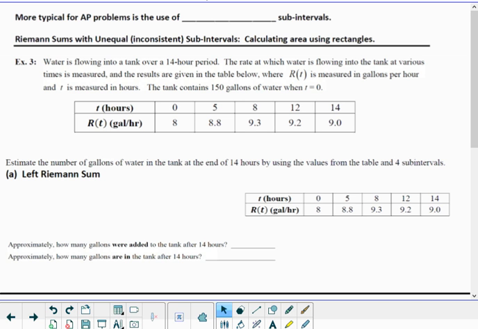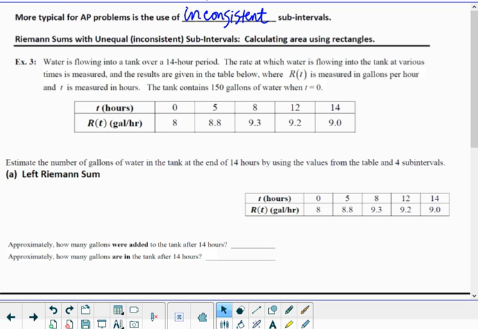Lastly, how much time are we at? 25. This last one we'll shoot through here, and then we're done. More typical for AP problems is the use of inconsistent intervals where they're going to vary. So inconsistent subintervals. And they tend to give you a chart, which is kind of nice because I like when I have the numbers presented.